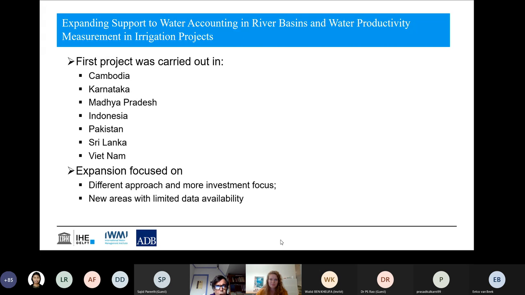For the people who already know a bit of the Asian Development Bank activities in water accounting and water productivity, you know that this is sort of a second round. We did projects before in Cambodia, Karnataka, Madhya Pradesh, Indonesia, Pakistan, Sri Lanka, and Vietnam. And this is an expansion on that. What we do here is try to use somewhat different approaches and look more into how we can do this for a specific bank requirement, so looking more at the investment and what kind of information we need for that. And on top of that, we have, of course, also expanded to new areas.